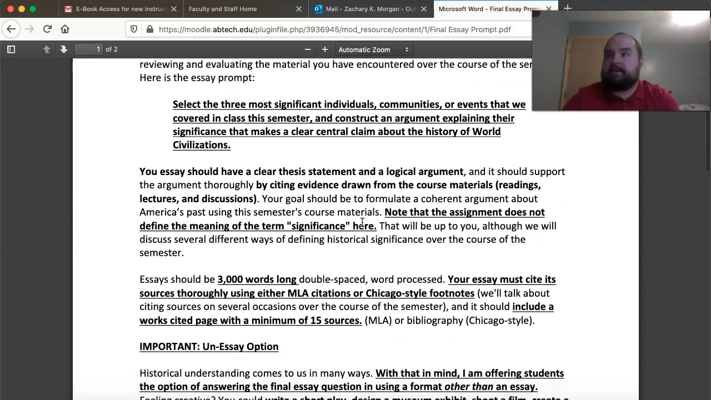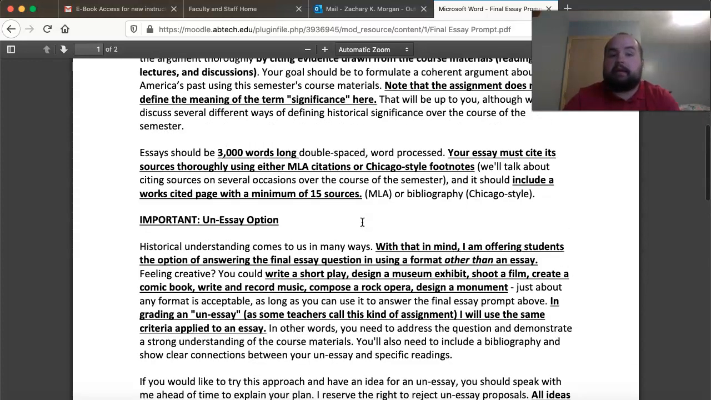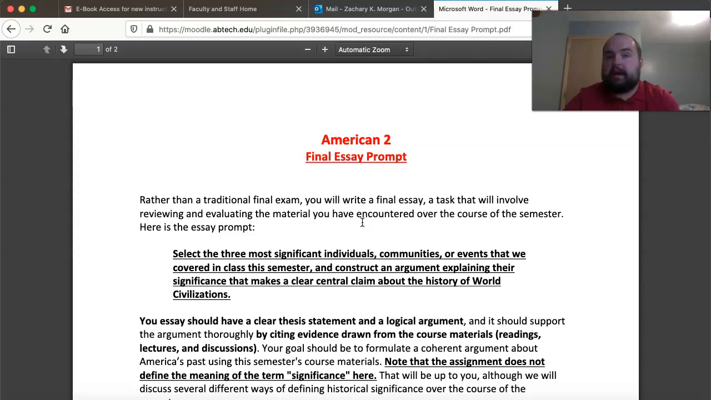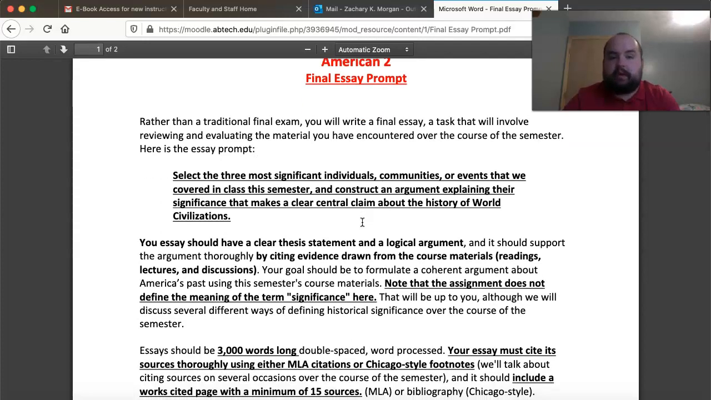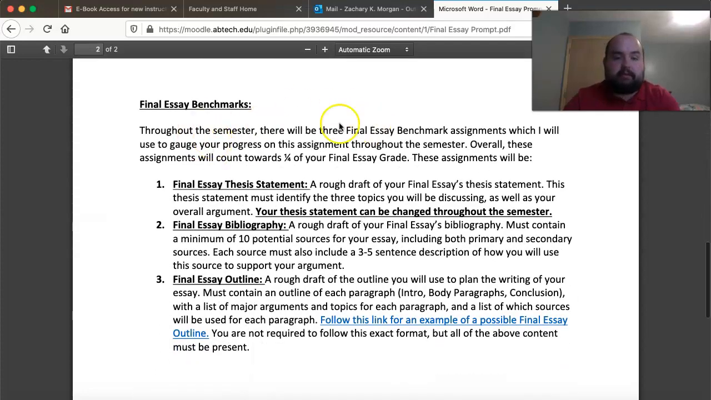Speaking of which, as I've said before to a few of you that I've met with, I do not necessarily expect you to already have a concrete idea at this point in the semester. We're very early on in the semester, obviously, so I don't expect you to necessarily know exactly what you're going to do until we get closer to the due date. To help with that, I've come up with these final essay benchmark assignments. These are the benchmark assignments you have scattered throughout the semester that are going to help me track your progress on how well you're getting ready for the final essay.